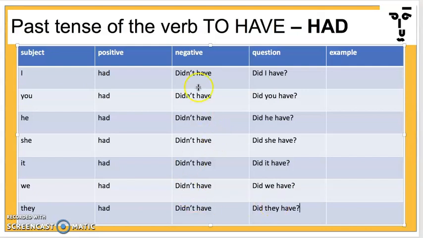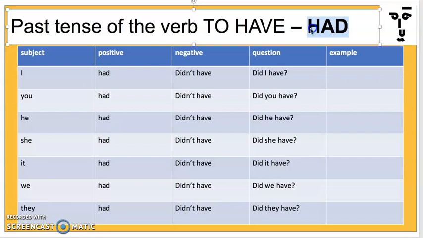So this is the verb to have, which becomes had in the past. Had all the way through the positive, didn't have all the way through the negative, and the question did, whether it's I, you, he, she, it, we, or they, have.